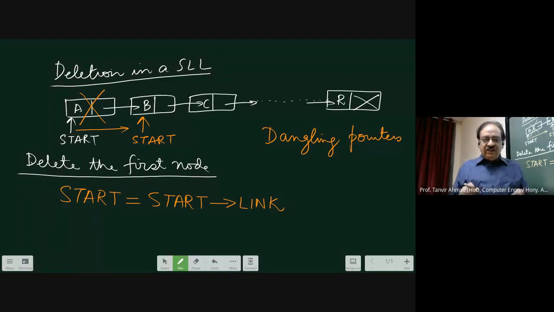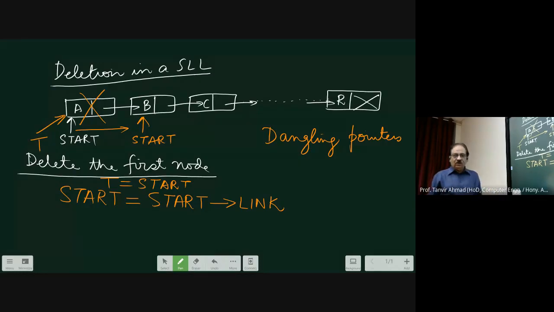Now what you should have done is to remove A back to avail. If you can do that, you will avoid the problem of dangling pointers. Now what should I do? I will copy start to some variable. I can write here t is equal to start. And what happens? You will have a pointer t. Okay. Once I move start, what will happen? Start is no more here.